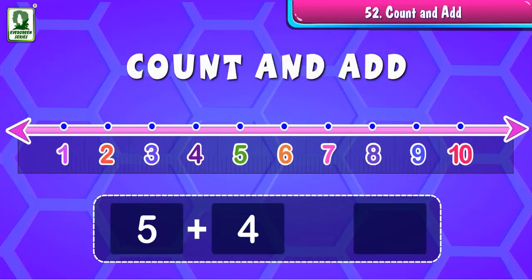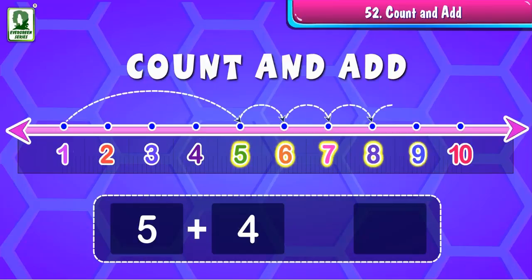Add 5 and 4. Let's do addition on the number line. Plus 4 means 4 more numbers on the number strip. Starting from 5, move 4 numbers ahead. 6, 7, 8, 9. Thus, 5 plus 4 is equal to 9.